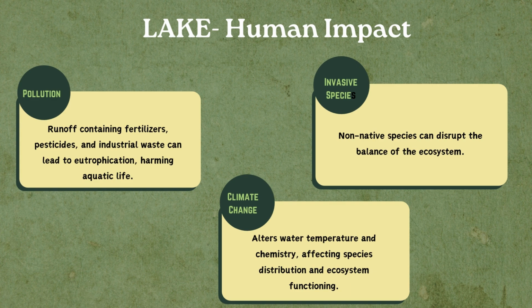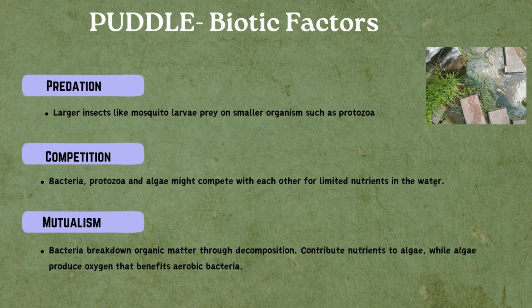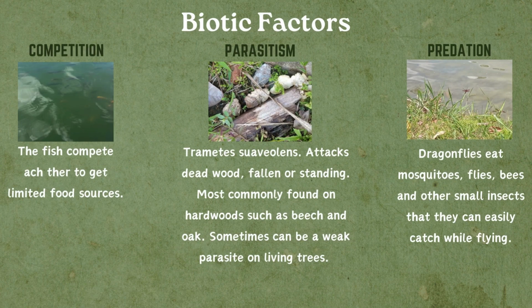Firstly is pollution, secondly is climate change, and lastly is invasive species. Around the lake, we have found a puddle. Biotic factors of the puddle are predation, competition, and mutualism. Biotic factors that we have found around the lake: firstly is competition, secondly is parasitism, and lastly is predation.